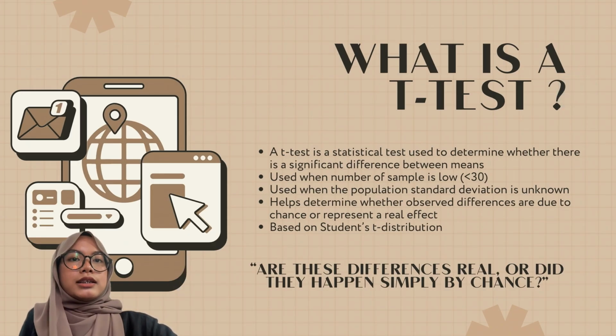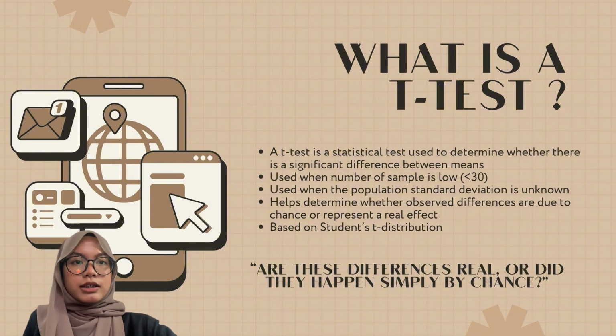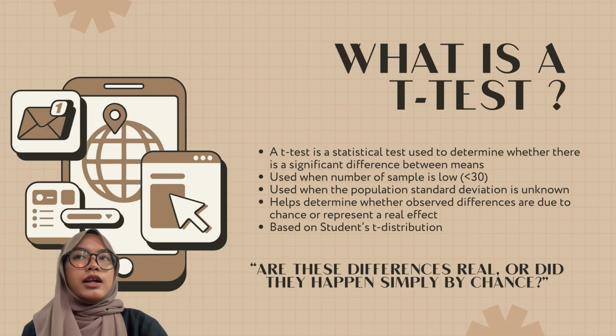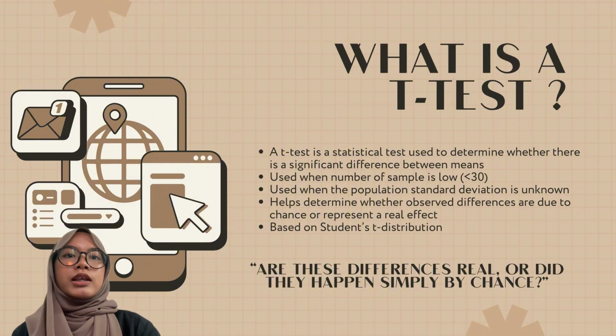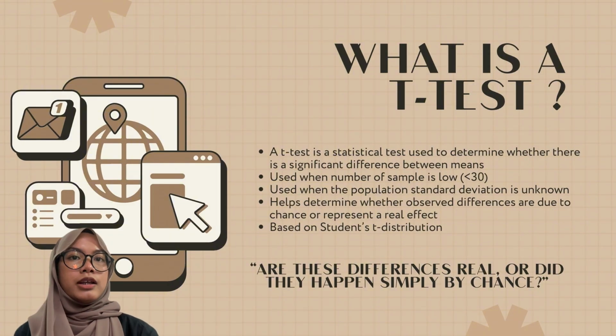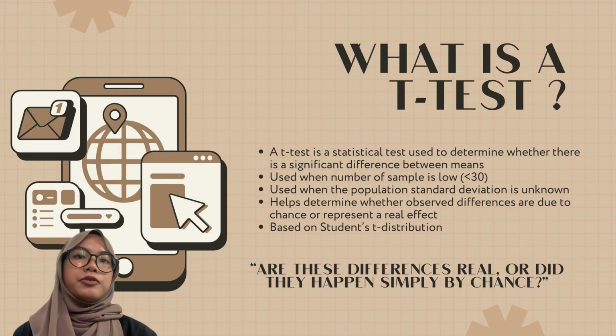A T-Test is a statistical test used to determine whether there is a significant difference between means. So in other words, it helps us to decide whether the differences we observe are genuine or whether they simply occurred by chance. The T-test is commonly used when the sample size is relatively small, usually less than 30, and we use the T-test when the population standard deviation is unknown.